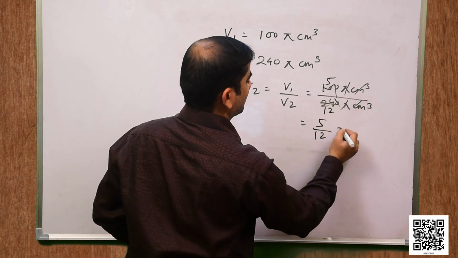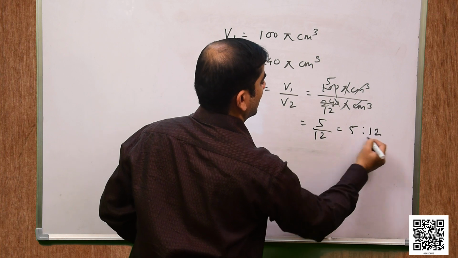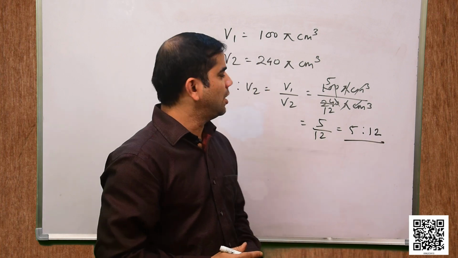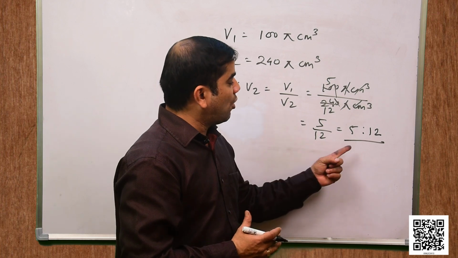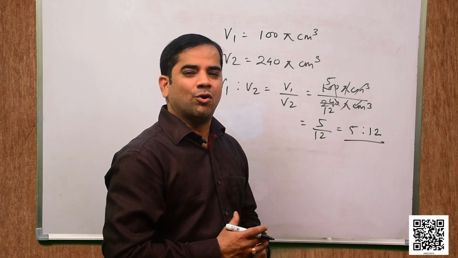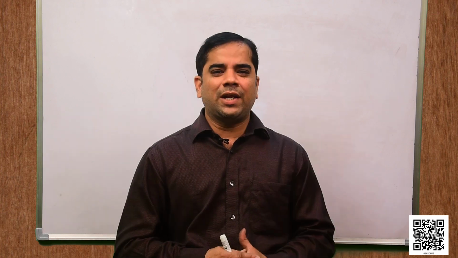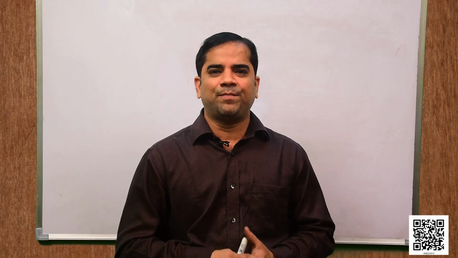Five by 12, that is 5 is to 12. So the ratio of the volumes is found to be 5 is to 12. Hope you understand. Students, let us now solve question number 9.